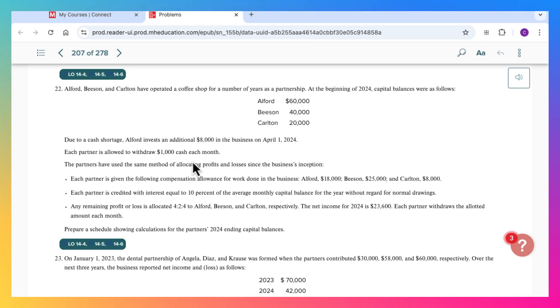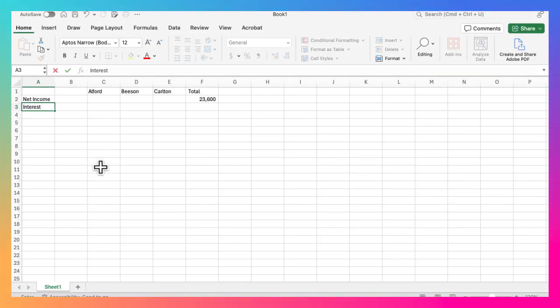Right now, Alfred is the only one that we're going to have to calculate the average for. Why? Because they tell us in the problem that, due to a cash shortage, Alfred injected cash into the business by investing an additional $8,000. Okay? So we're going to come down here, and we're going to calculate Alfred's interest allocation.